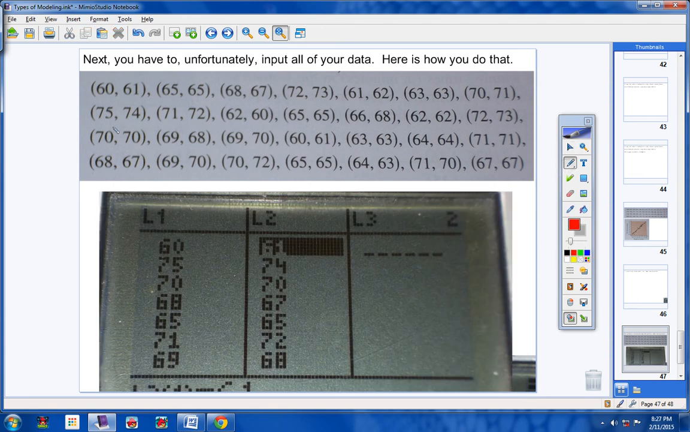You're going to hit 60, enter, 75, enter, 70, enter, 60, enter, these four numbers right here, then 65, 71, 69, these here, and keep right on going. I'll just scroll down, down, down, enter all of the X numbers.